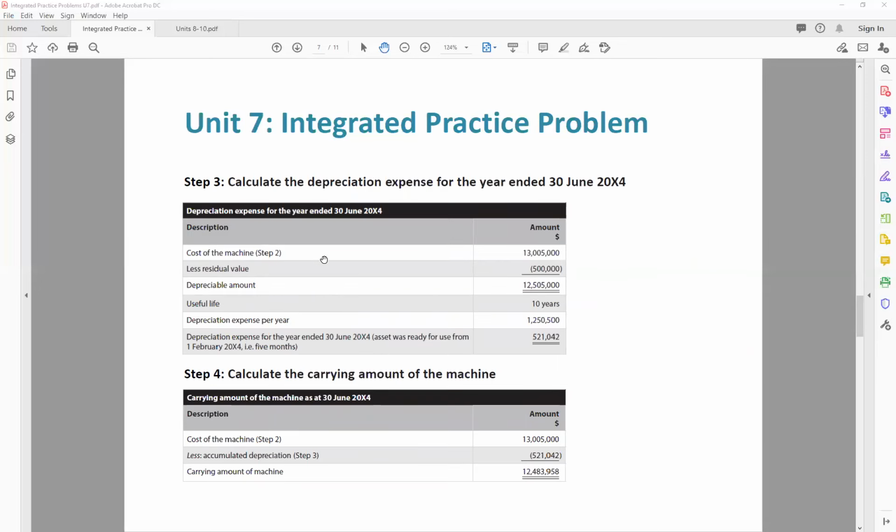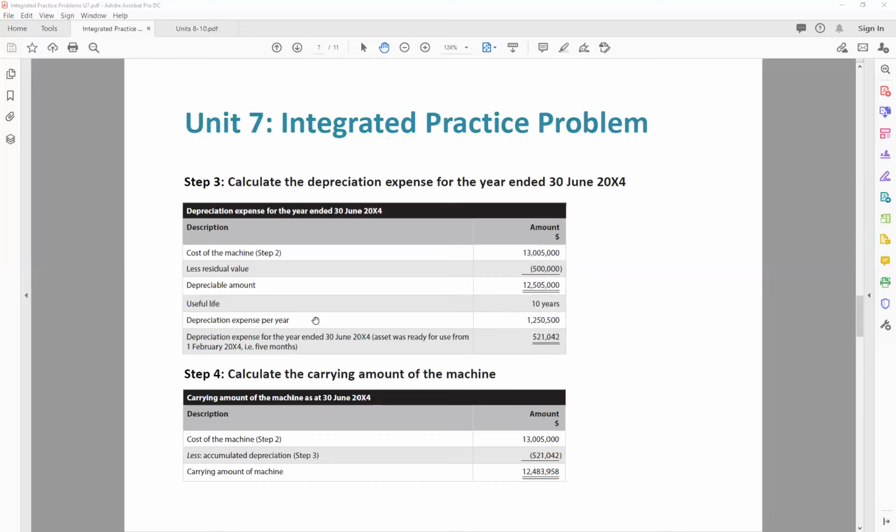So then, once we have the cost, we need to think about the depreciation, right? So this becomes quite a straightforward exercise. So you get the cost of the machine, which was calculated in the earlier step. You think about a residual value, and that was given by the question as being 500,000. So that means that the depreciable amount is going to be the cost less that residual value, and we were told that there was going to be a useful life of 10 years.